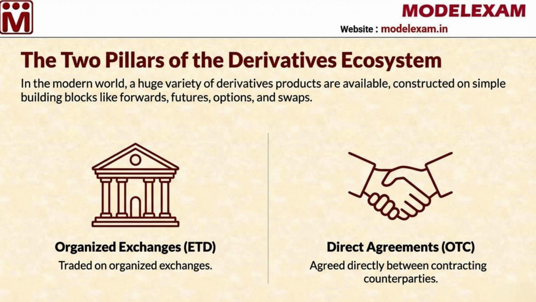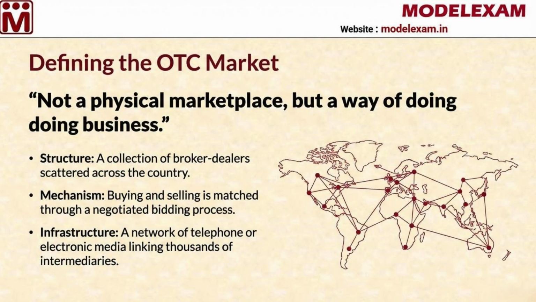Moving on, you can think of the derivatives ecosystem as standing on two big pillars. On one side, we have organized exchanges which are highly structured, and on the other side, we have direct agreements made privately between two parties. Understanding the OTC market. Now, let's look at what the over-the-counter or OTC market actually is.